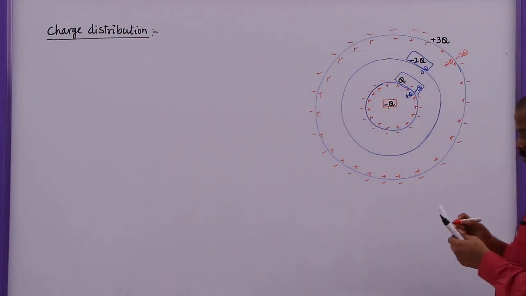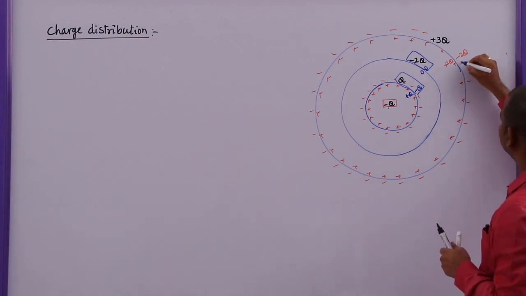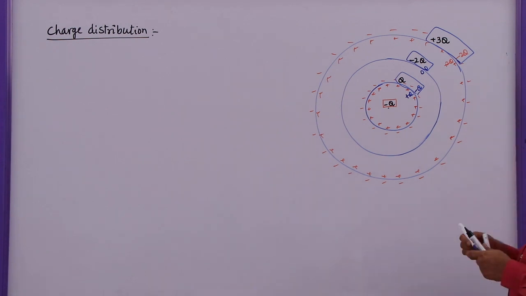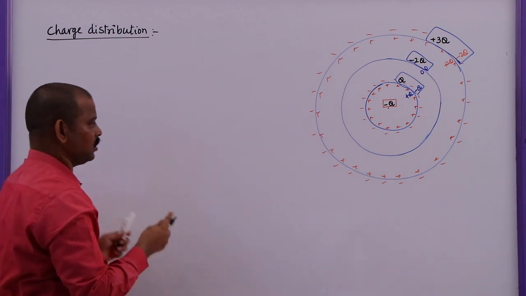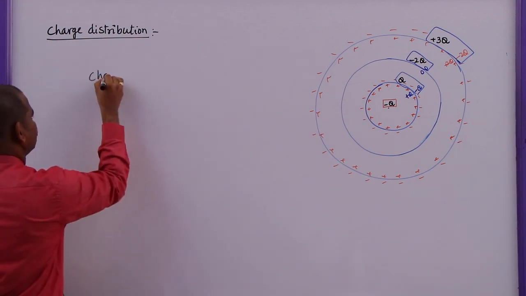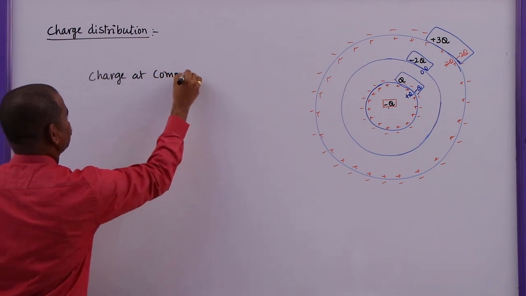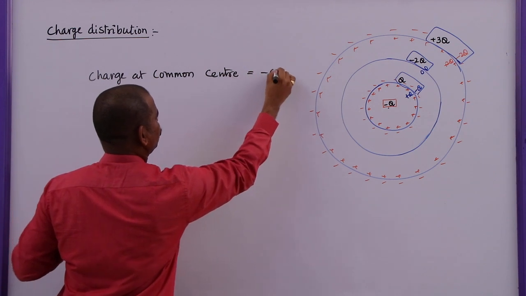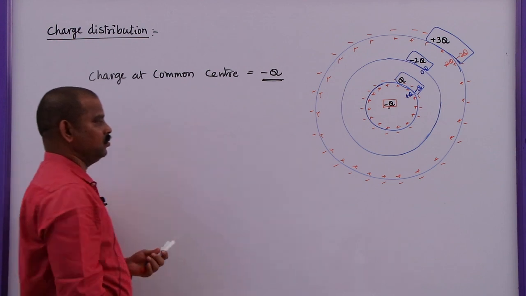So due to this, now let me find out the total charges present on these three shells, inside as well as outside. So let me take the charge at the center. What is the charge at the center here? Charge at the common center is equal to minus q. So this is the point charge which is placed here, minus q.